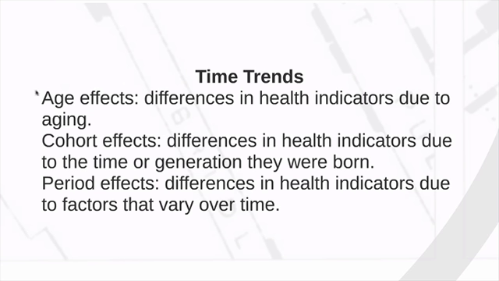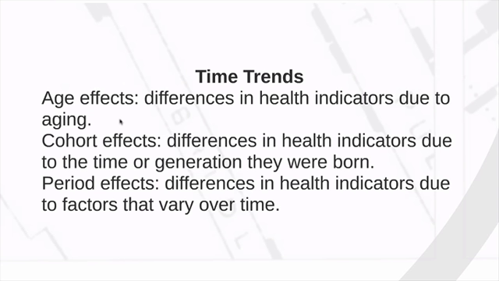So the first specific kind of time trend is age effects. There are differences in health indicators due to aging. This is what you would imagine: when we talk about time and aging, as people age, different health conditions come about, different diseases arise. And so if you're following a cohort or a group of people over time, you're going to see declines and increases in certain types of diseases. And that's an age effect. It's probably, at least in some part, that the people are growing older.